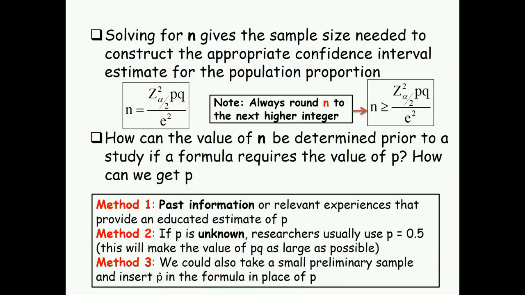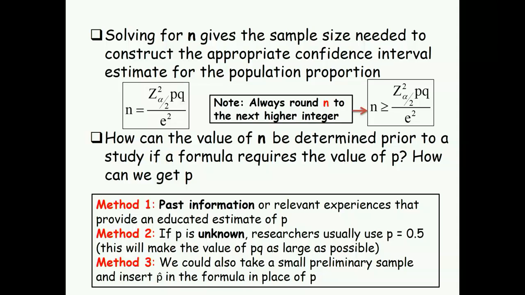One option, you don't have P and Q, but you know long time ago there is some past information about P, for instance. What could it be? What is the proportion of people unemployed in Queensland? We don't know that information, but maybe there was a research 10 years ago that tells us that information. So I still use that past information. The second one, this P is unknown. Researchers use P 0.5. Why do I use 0.5?